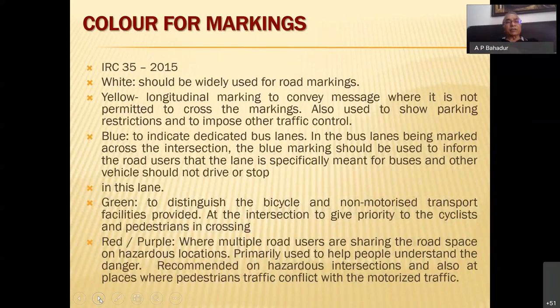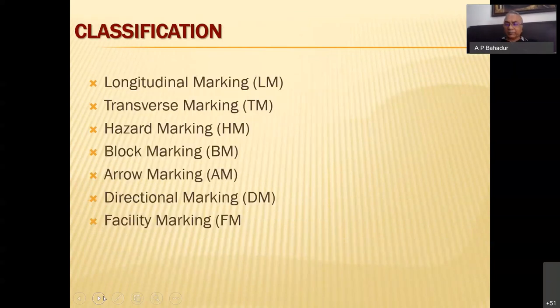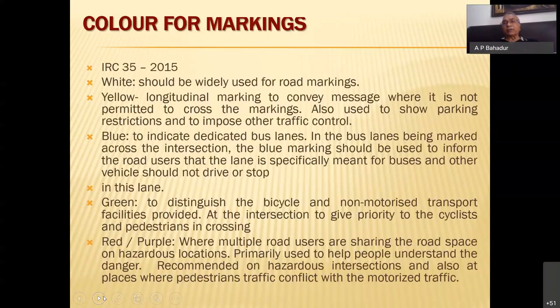In IRC 35 2015, different color schemes have been prescribed. Normally it is white. Yellow is for some restrictive measures. Blue indicates bus lanes. Green distinguishes bicycle and non-motorized transport. Red is used where you want to warn of hazardous locations. But mind you, be very careful about the color also, and always refer to IRC 35 without thinking that you are an expert and you know everything.